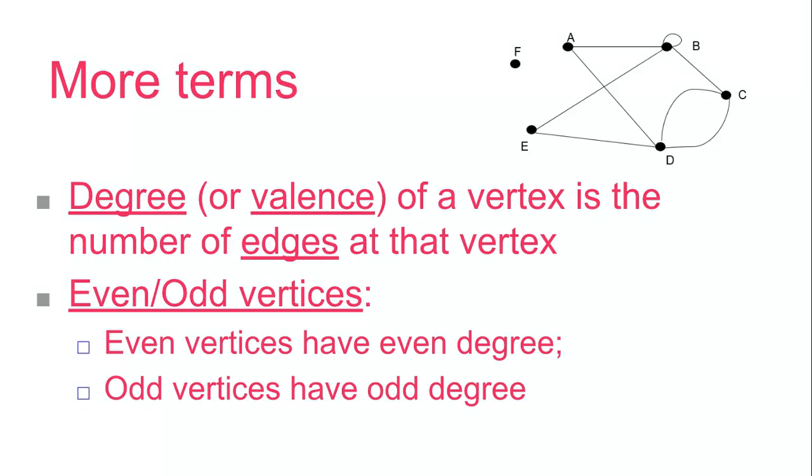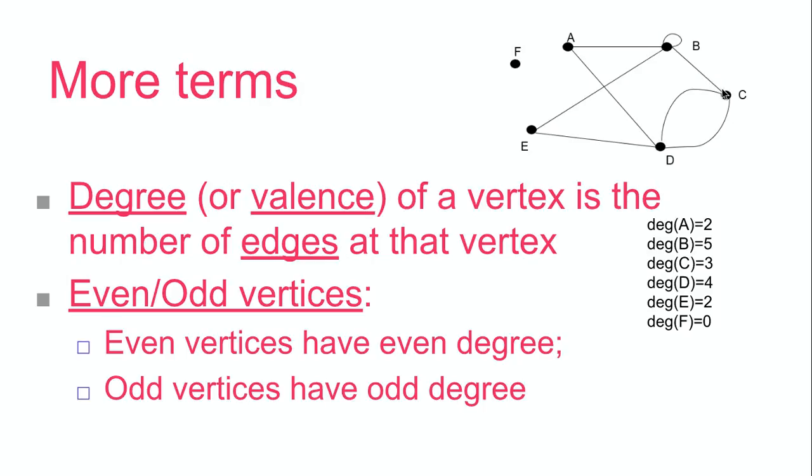If you look back at that graph there, if we talk about the degree of each of the vertices, the degree of vertex A is 2. There are 2 edges at vertex A. The degree of vertex B is 5. There is 1 edge from A, 1 edge from E, 1 edge from C, and then the loop counts twice because it's coming out of B and then going back to B. So there are 5 edges coming out of vertex B.